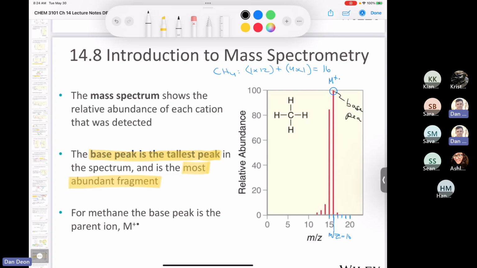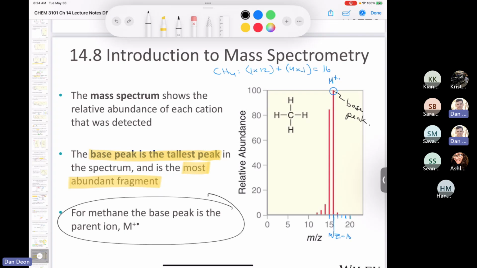Now, if you read the textbook before coming to class today, you would know that the base peak is not always the parent. Now for methane, it just happens to be that the base peak is the parent, but we'll see many, many examples. In fact, that molecule that I drew earlier today, remember this? We drew pentane and we calculated its molar mass. Well, its base peak is not the parent ion. So it's not always the parent that is the base peak.